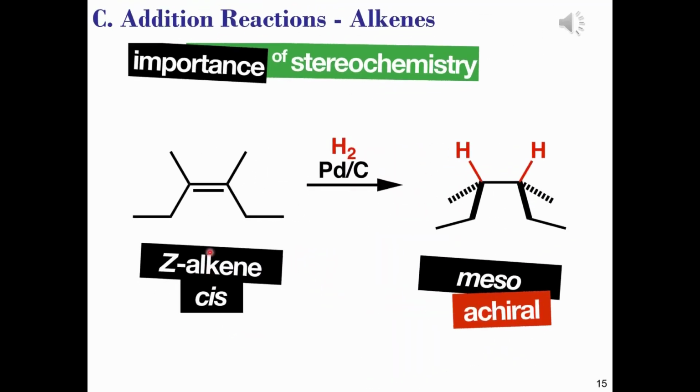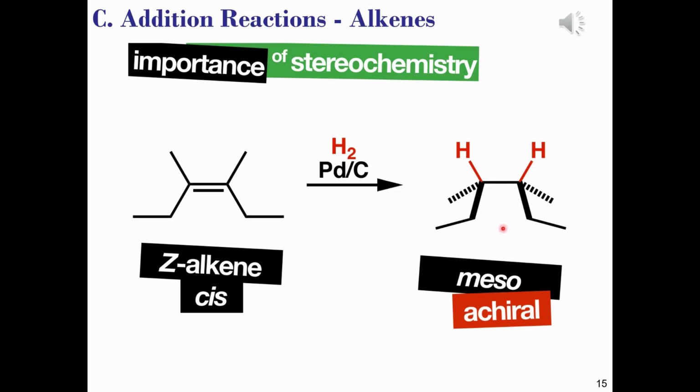The Z alkene, which coincidentally is a cis alkene, places the hydrogen molecule across the double bond, and when it does so, remember there is an equal chance of the hydrogen being added from the top as there is from it being added from the bottom. Now, irrespective of which direction the hydrogen molecule approaches, the result is a meso compound, which in itself is achiral.